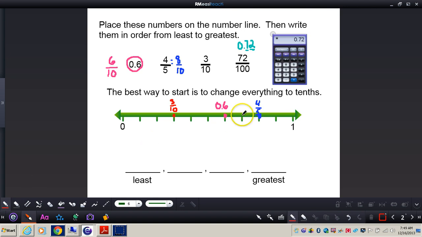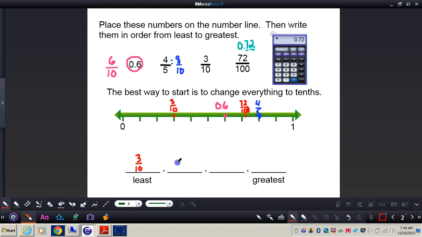Okay, not going to be exact here, but pretty much right about there. Okay, so that would be 72 hundredths. So you can see changing everything to a decimal will be pretty simple. Now ordering these from least to greatest, we can just go from left to right on my number line. I have 3/10 as the least number.